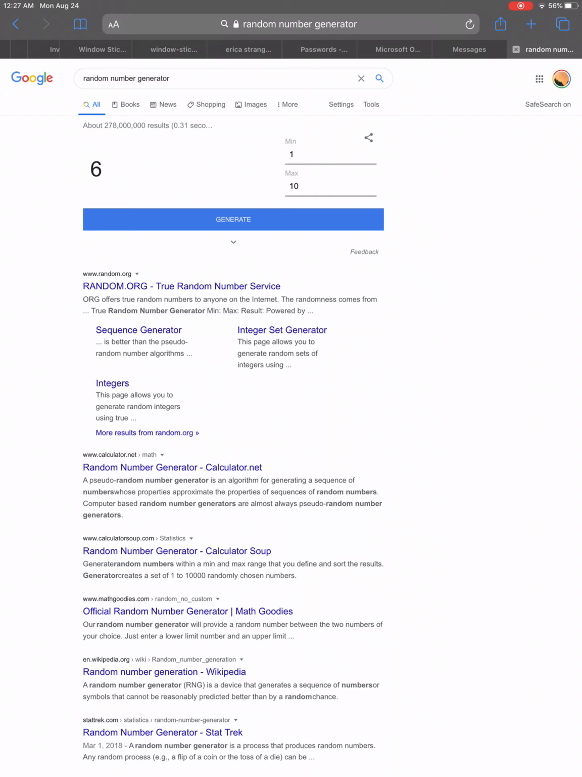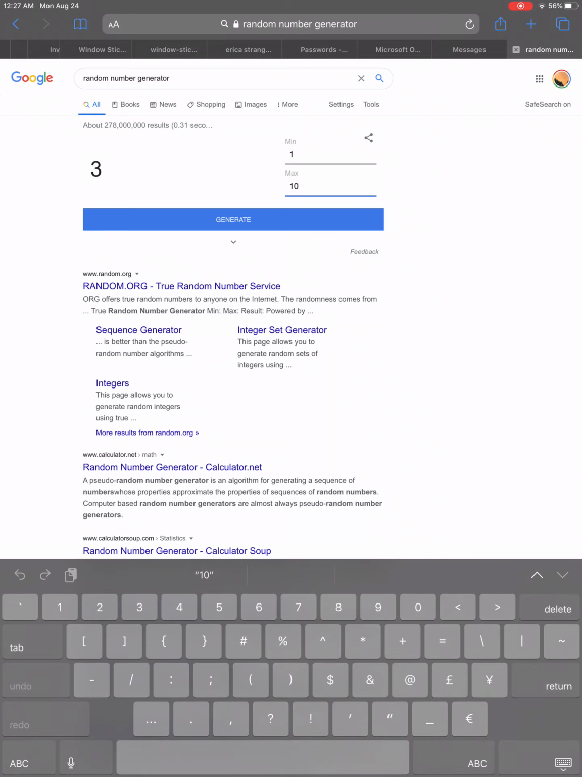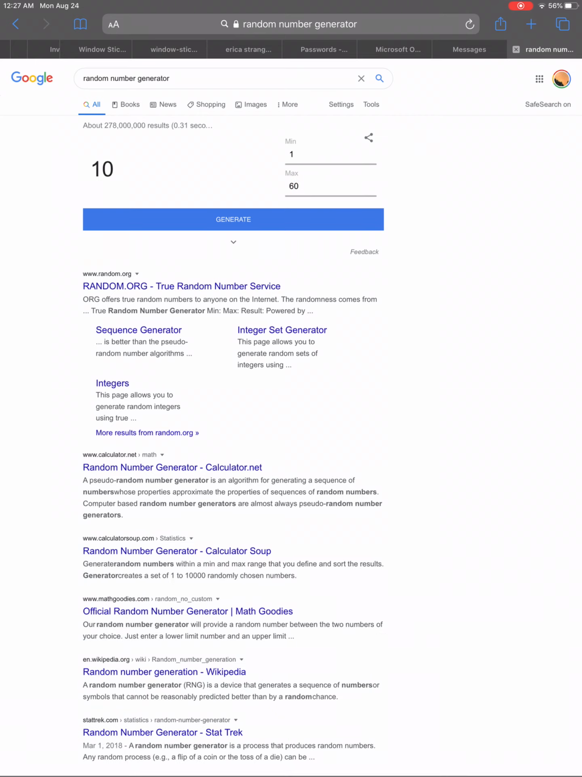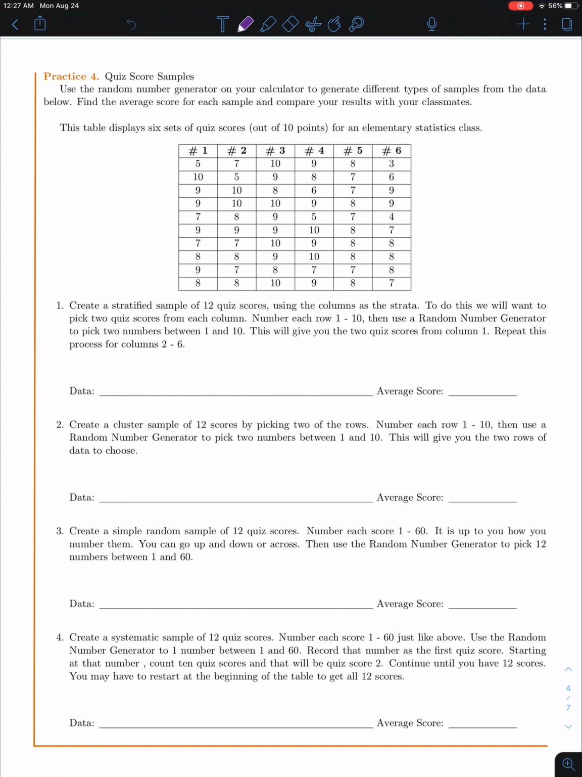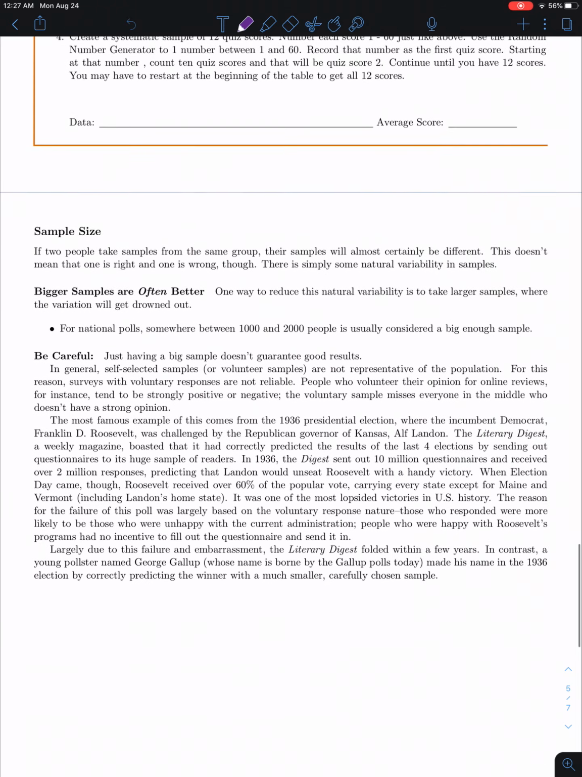So in this case, 5, 6, 4. You can also change the range, so like one of the problems you're going to have to do is numbers 1 to 60. If you change it to 1 to 60, and it asks you to do more numbers, you just hit it as many times as you need to. That'll help you with practice 4. But if you get stuck on any of it, just let me know. I can help you work through it. But that's a nice way to do a random number generator.